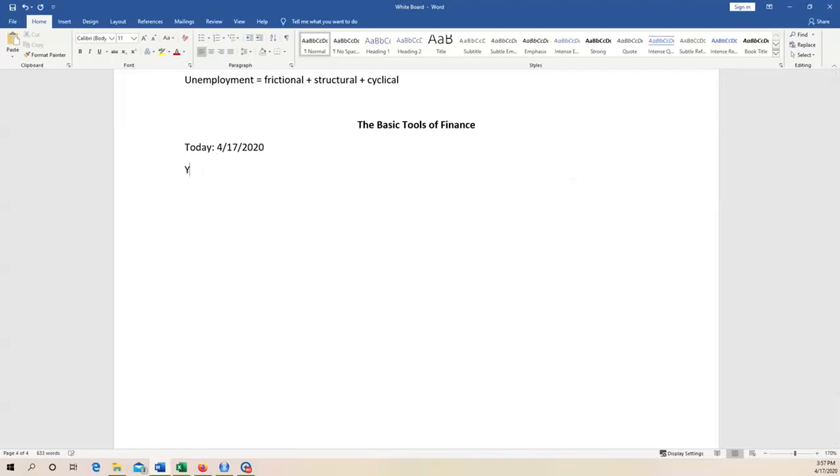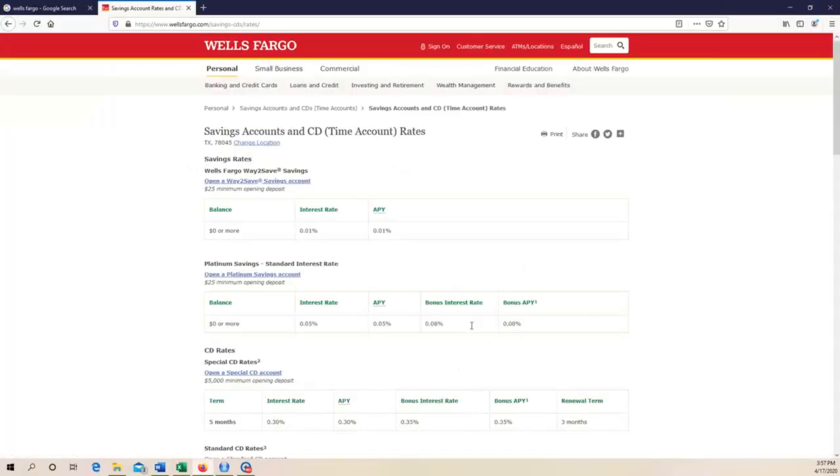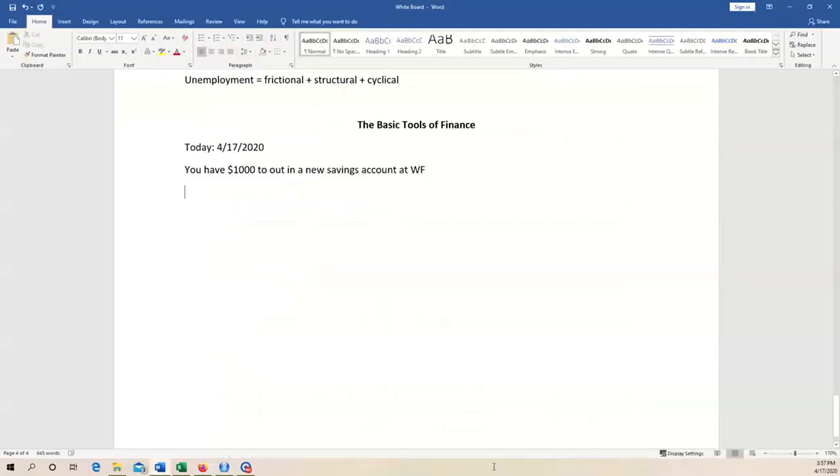Okay, and assume you have 1,000 US dollars to put in a new savings account at Wells Fargo. So you're about to open a new savings account, for example, this one, platinum savings. Of course, you meet the $25 minimum opening deposit. And this amount of money is called present value, for short, PV.